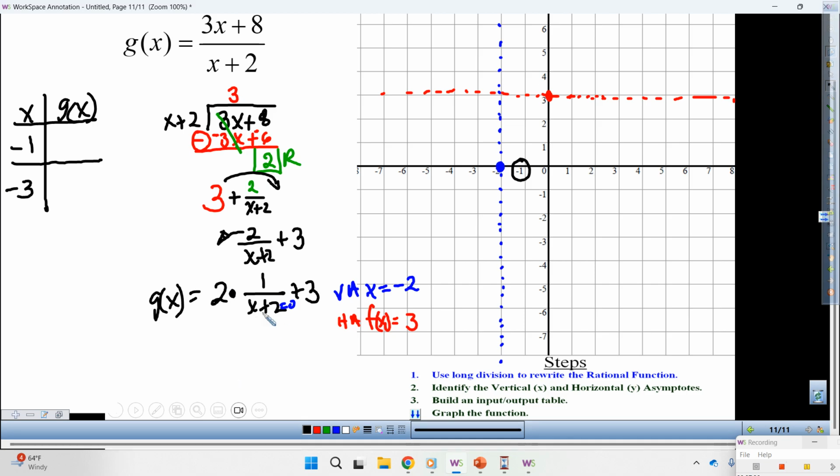So we take this equation, we got 2 times 1 over (x plus 2), plus 3, and my first value that I'm going to substitute in there is negative 1. So that leaves me with 2 times 1 minus 2 is 1, so that's 1 over 1 plus 3. What is 1 over 1, people? So what is 2 times 1? Plus 3?